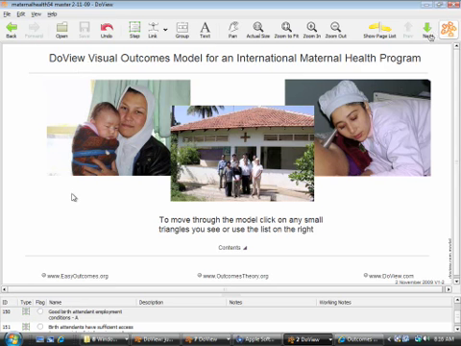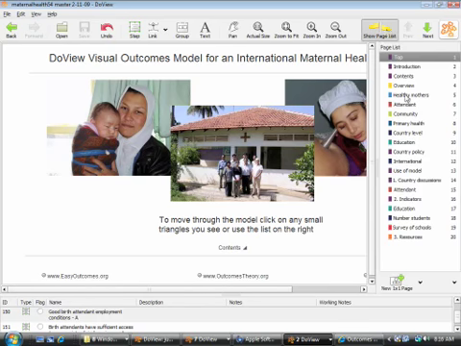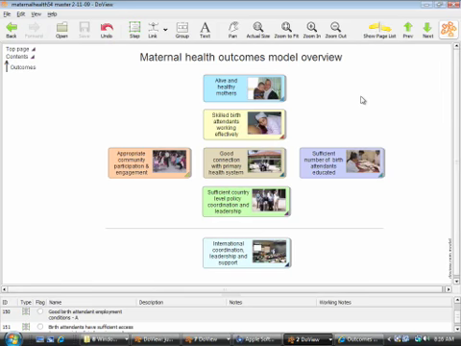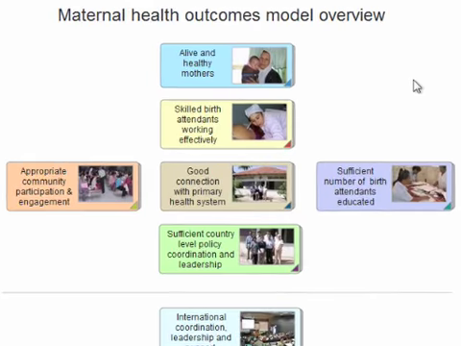And you can see the one I've got here, which I'll be using as an example, which is a maternal health program. The idea being that this program could be run in a number of different countries based on this same model. The way these models work, I have here an overview of the model, and the models work from bottom to top. At the top we have the objective of the program in any country, which is alive and healthy mothers. And how we're going to get that is the next box down, skilled birth attendants working effectively.